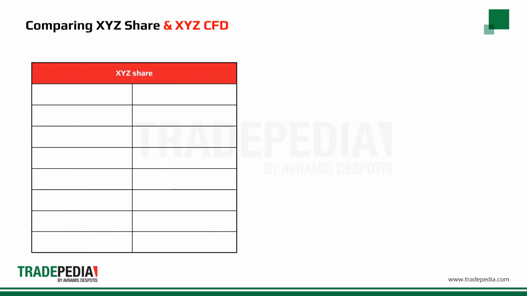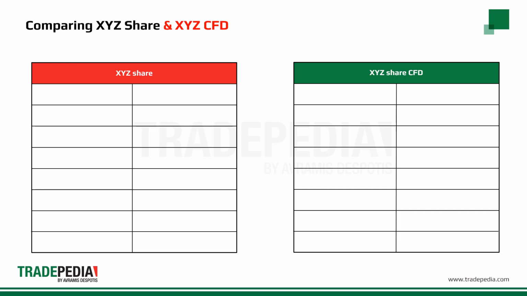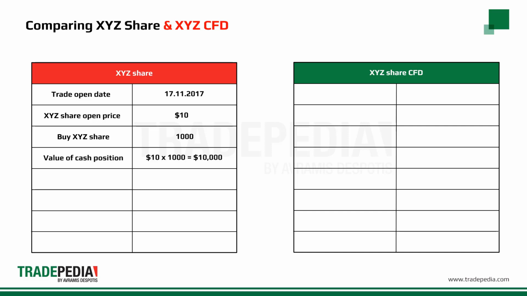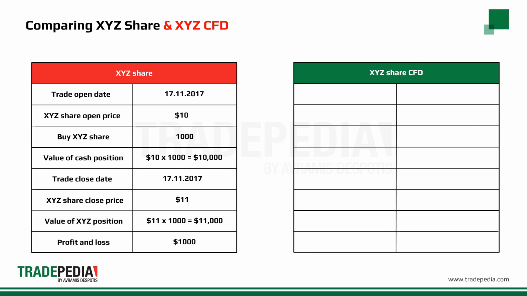Let's compare XYZ share to XYZ's share CFD. Starting with the XYZ share, we bought on the 17th of November 1,000 shares of XYZ at $10. The value of our position is 10 times 1,000, which equals $10,000. On the same day, we closed the trade at $11. The value of the position became 11 times 1,000, which equals $11,000. Total profit for the trade, $1,000.